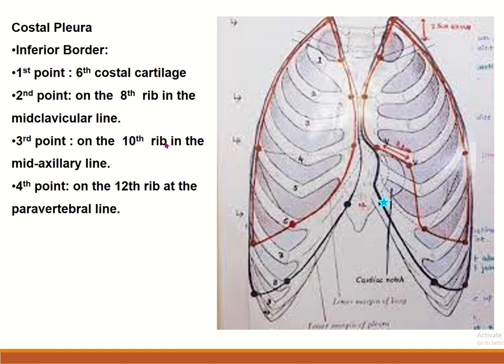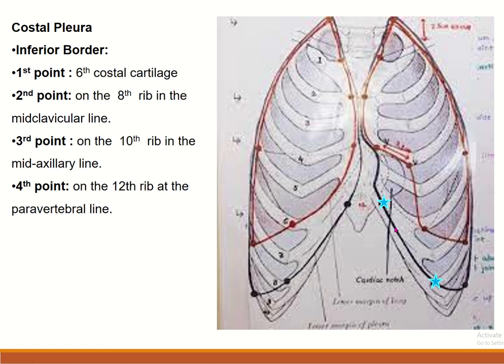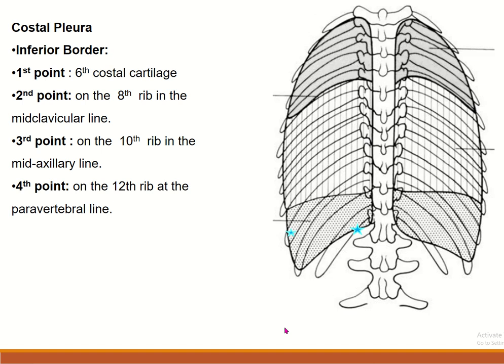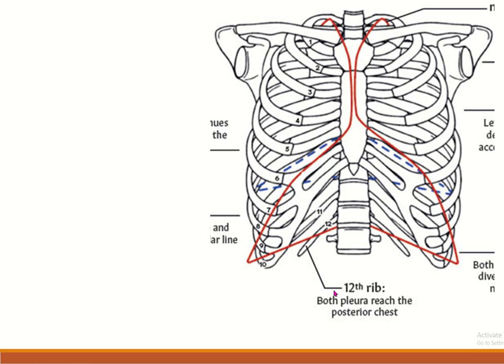The inferior border. The first point, the 6th costal cartilage. Second point at the midclavicular line on the 8th rib. Third point on the 10th rib in the midaxillary line, and fourth point on the 12th rib at the paravertebral line. So this is the pleura.